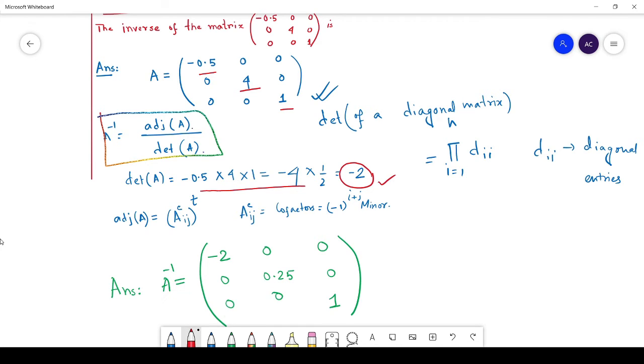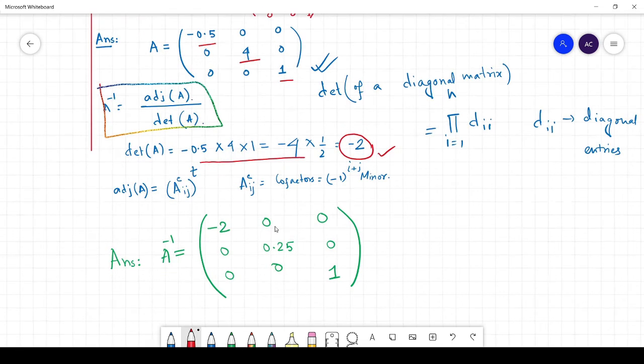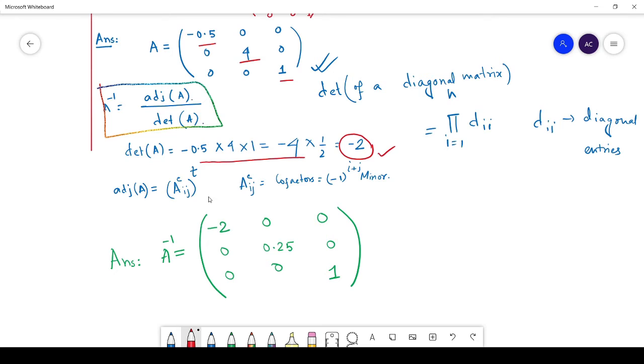Now let's calculate the adjoint of the A matrix. Adjoint of A we have already discussed in my previous video. The adjoint of A is defined as the transpose of A_ij, where A_ij are the corresponding cofactors, defined as minus 1 to the power i plus j, where i is the row number and j is the column number, into the corresponding minor. If you are not familiar with this definition, please go and check my previous video.